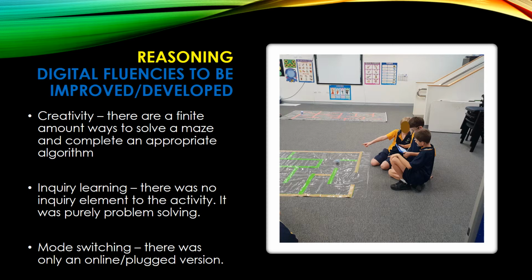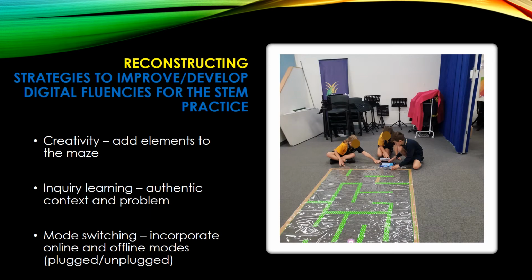And mode switching. There was no mode switching between online to offline or plugged to unplugged. It is important that students learn how to correctly complete both versions of the activity. As previously mentioned, future iterations of the activity would provide an opportunity for improvement of digital fluencies. The Sphero Maze activity needs to provide students with the opportunity to think critically and creatively. Not only is this part of the Australian curriculum general capabilities, but it is a crucial 21st century skill.